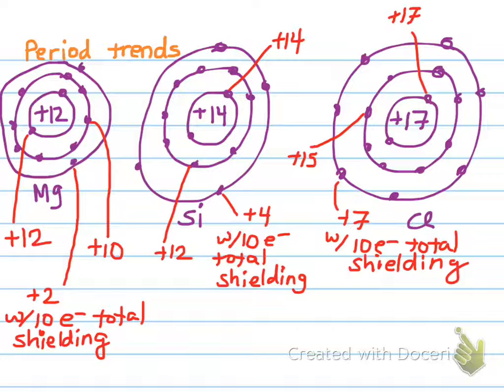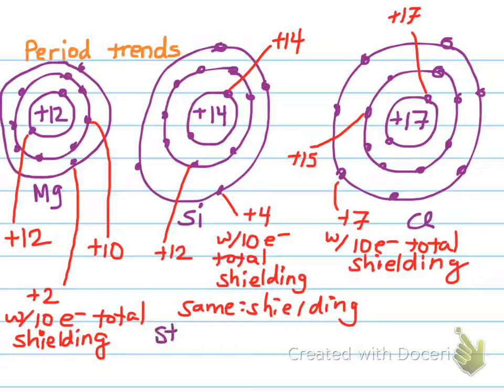So notice what is staying the same in all of the elements in this period is the shielding. That does not change. We have 10 electrons shielding in all of these. What is changing is the pull from the nucleus. Magnesium is only having a pull of plus 2. Silicon has a pull of plus 4. And chlorine has a pull of plus 7.